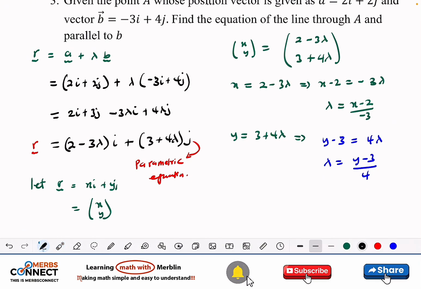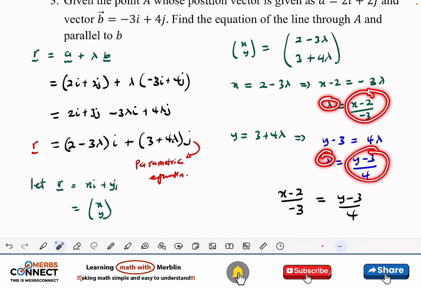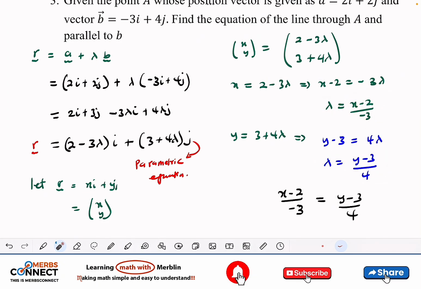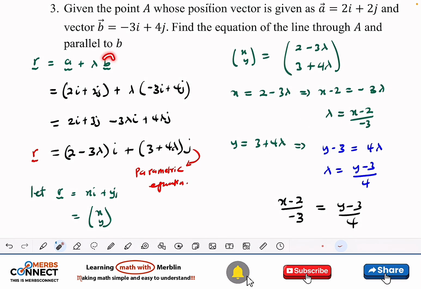So now (x minus 2) divided by minus 3 is equal to (y minus 3) divided by 4, because lambda is equal to this and lambda is equal to this. So it means that this is equal to this. Now, if I want to look for my vector b, it is the one down here. So minus 3i plus 4j.